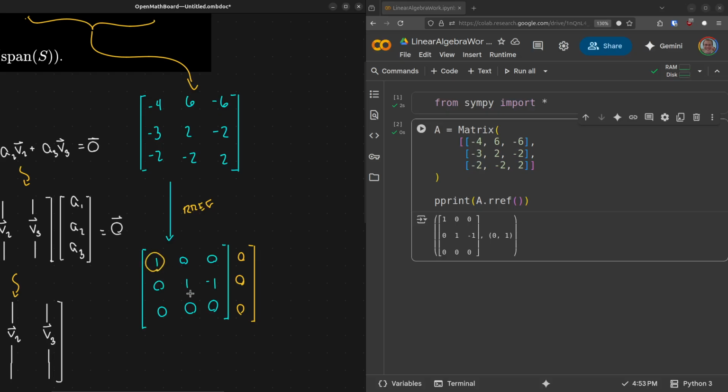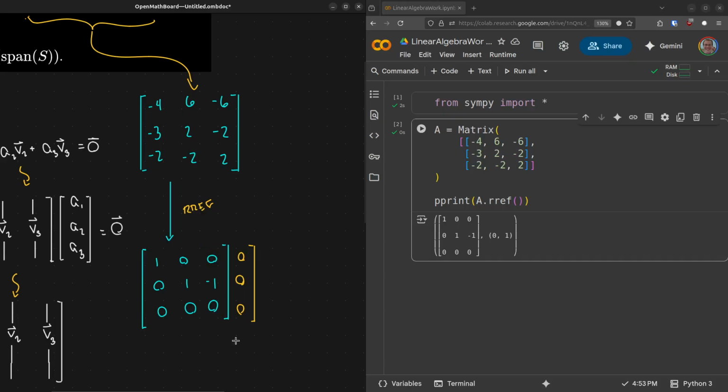Remember, our leading ones are this one and this one, right? In row 1, this is the first non-zero entry. In row 2, this is the first non-zero entry. In row 3, I don't have any non-zero entries, so I don't have any leading entries. The only entry that's not a leading entry is this entry right here. Okay, this is not a leading entry. It's not the start of a row. It's not the first non-zero entry in its row. And so the columns with non-zero entries correspond to free variables. And if I have a free variable, that means I have infinitely many solutions.